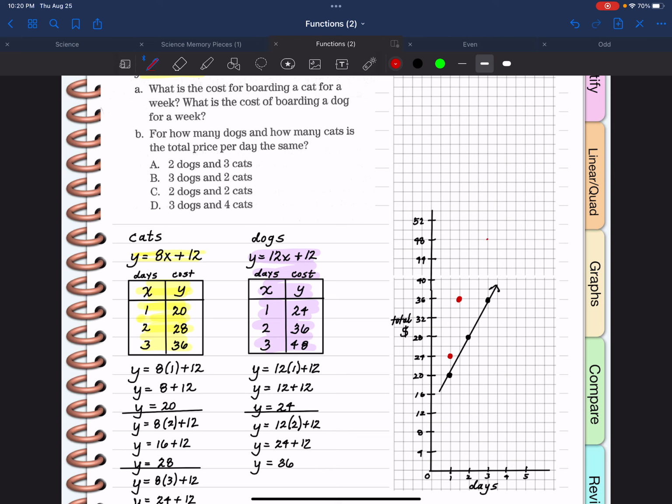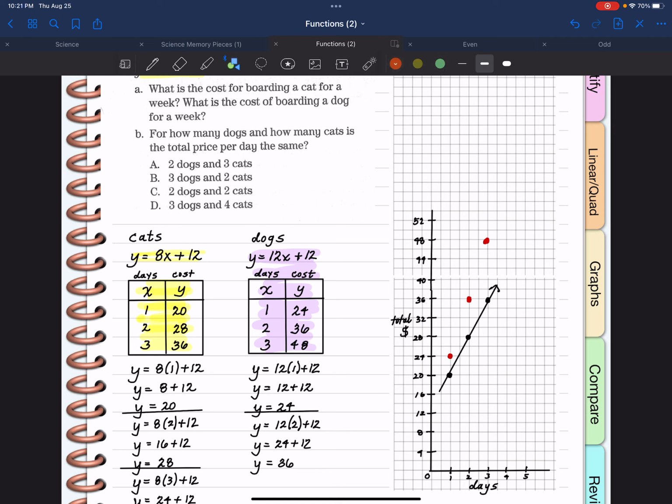This is not easy to see, is it? Is that right? Something's not right here. Let me do it this way. Third day, $48. This is what's not right. I've got that second point out of place. The second day is $36, and that needs to be right there because I skipped a line.